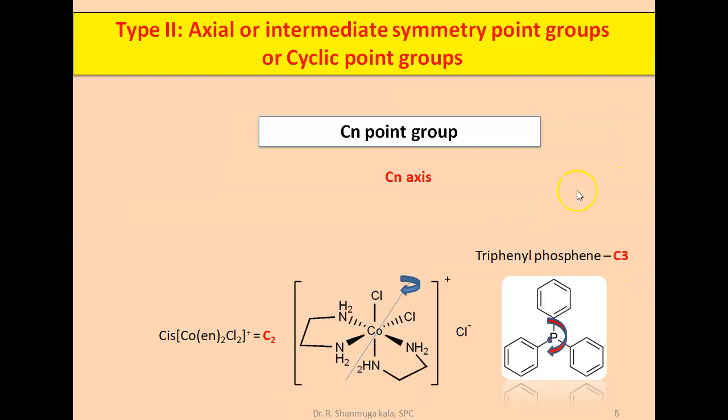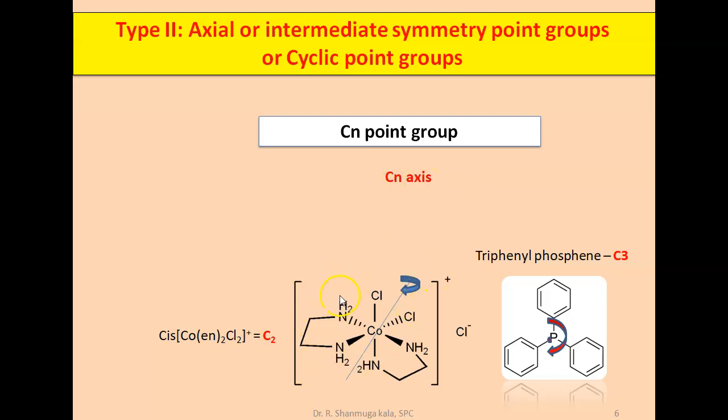And the second type of point group, here the molecule has some symmetry. So they have the cyclic type of point group called Cn. The first one is the Cn point group. So they have a Cn axis alone. Along with identity, they have a Cn axis of rotation alone.